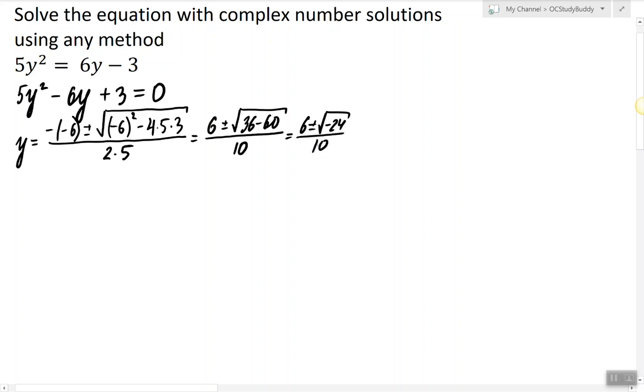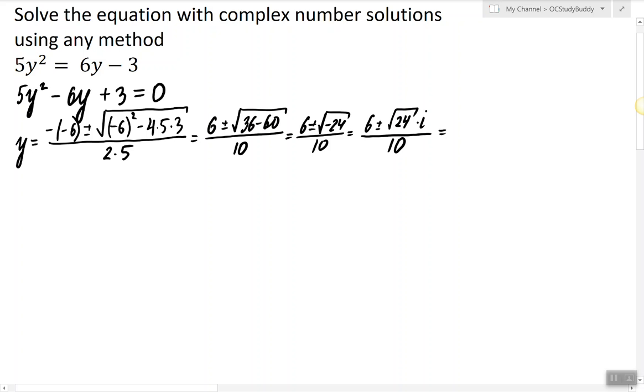Now notice that if we didn't know complex numbers, we would have to say here that there are no real solutions because we cannot find the square root of a negative number. However, since we at this point do know complex numbers, we are not slowed down by the presence of a negative number inside of the radical. We just take care of it by using the imaginary unit.